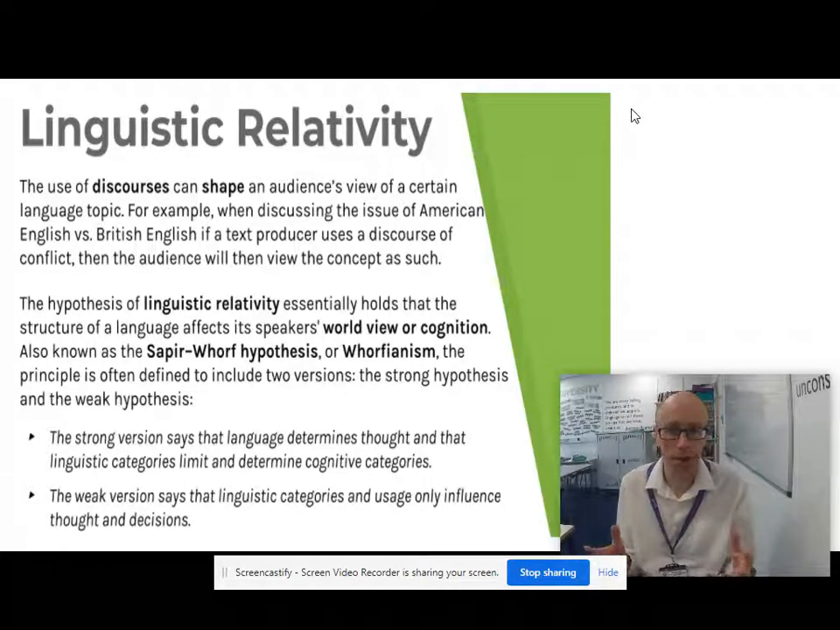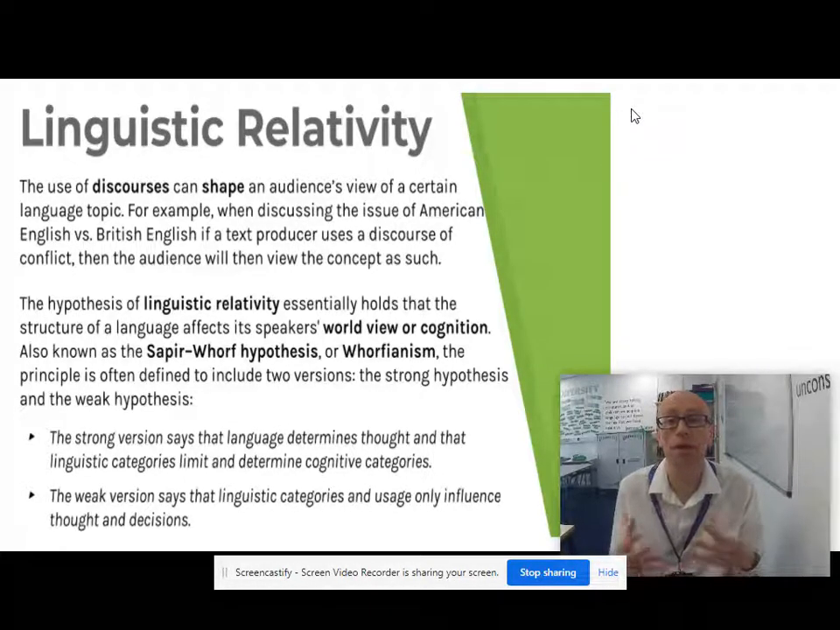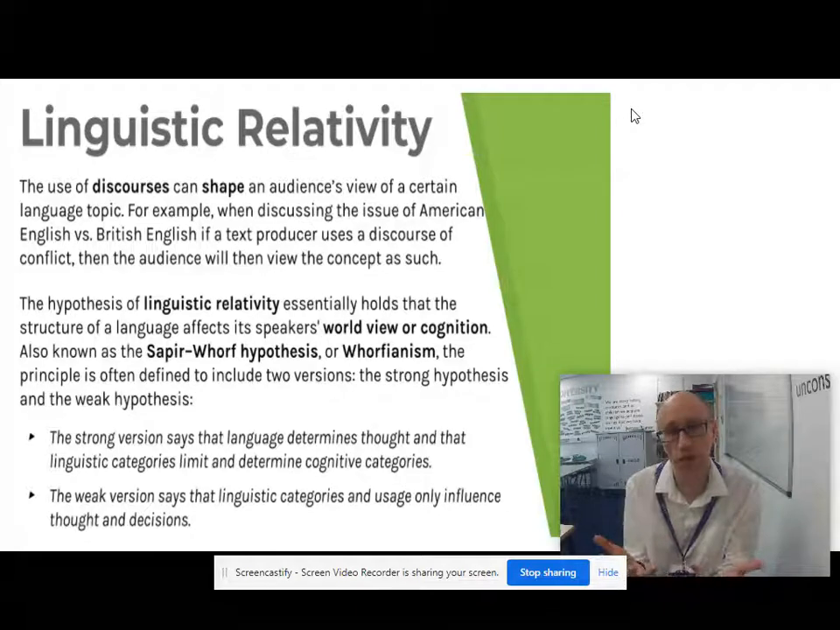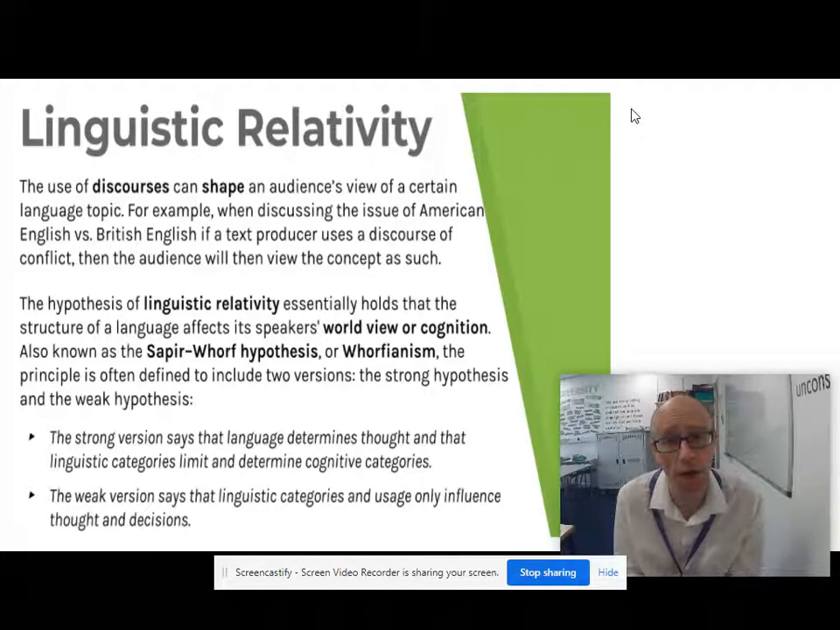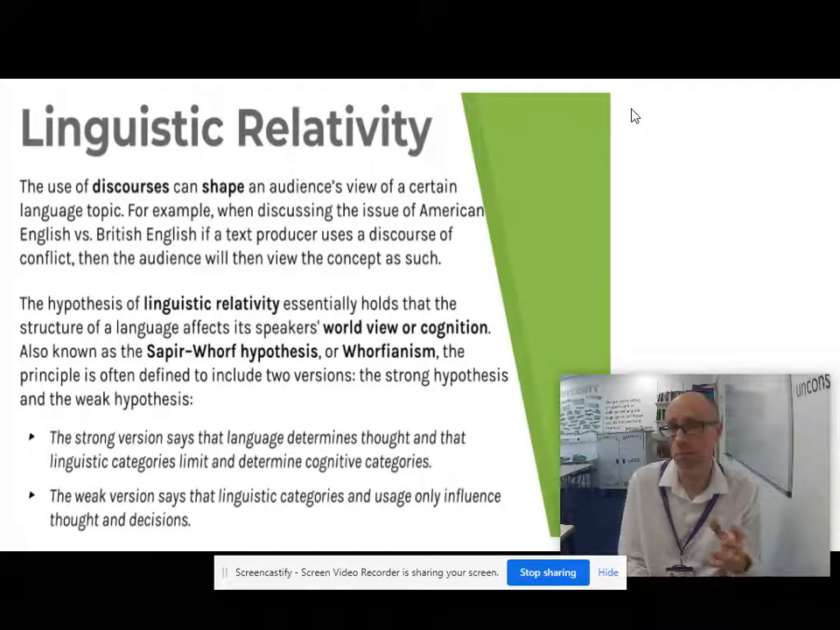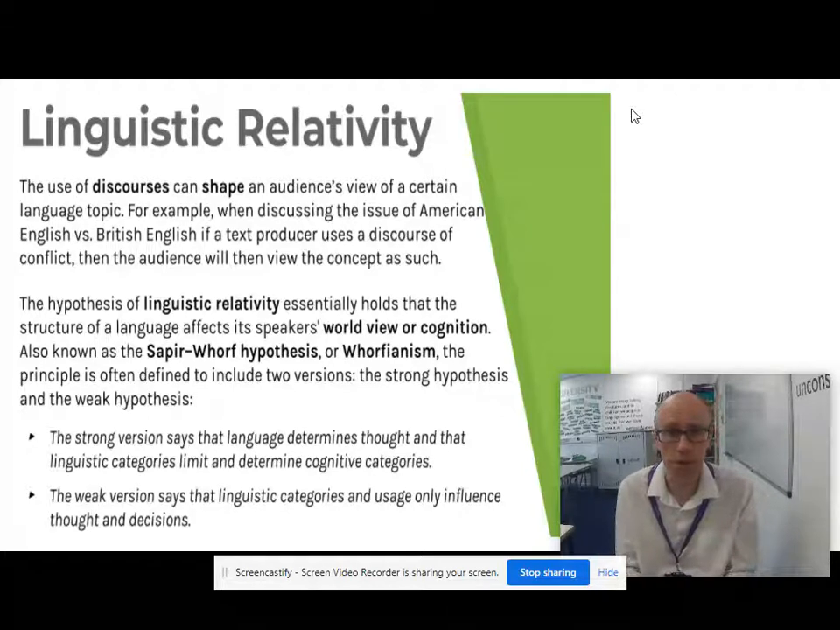The text producer may very well use some kind of discourse of conflict, and therefore the audience is being positioned to view the concept in the same way, that American English somehow must be pitched against British English, and we must make some kind of value judgment about the two competing sides.